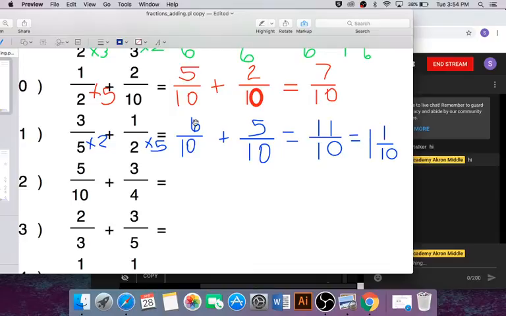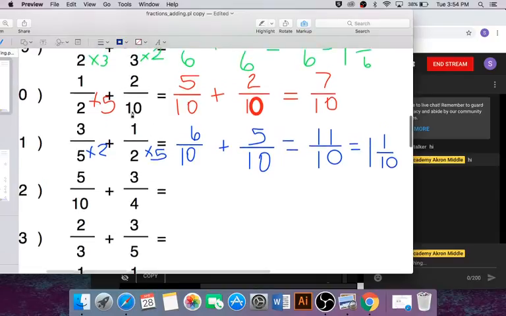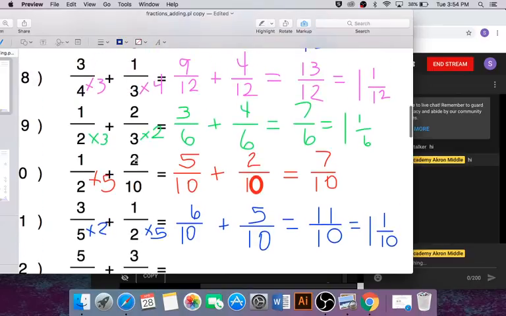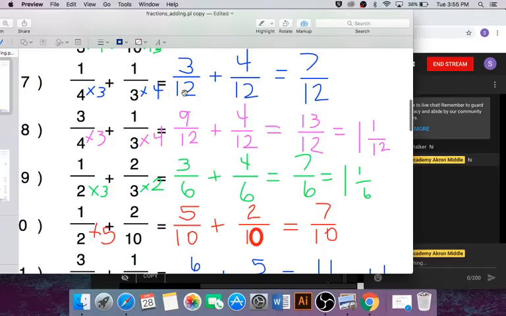A trick you can remember now that we've done a bunch of these. So here, to get 10, we just multiplied these together. Here we have 2 and 3 to get 6. 2 times 3, 3 times 2. So you can multiply your denominators together to get your least common multiple, especially if they're only a number off. 4 times 3 is 12. Again, 4 times 3 is 12.